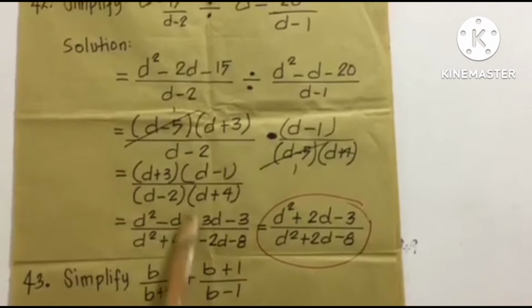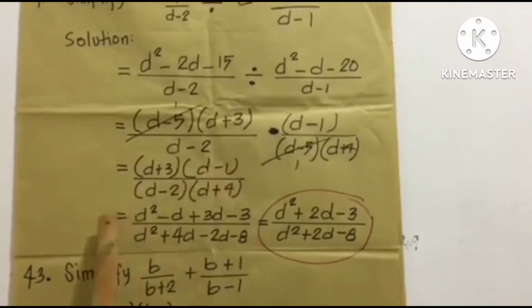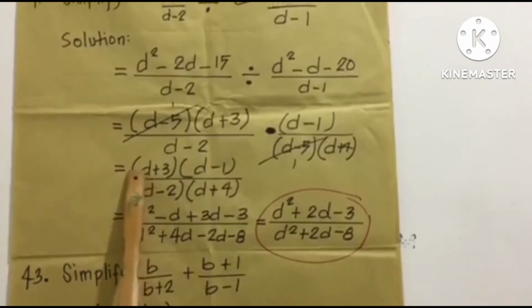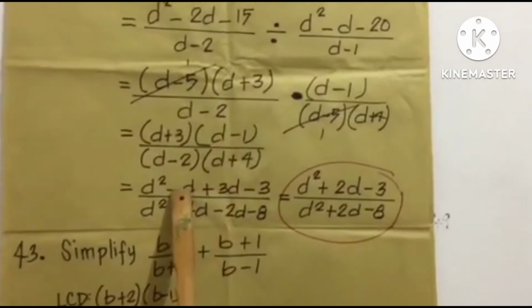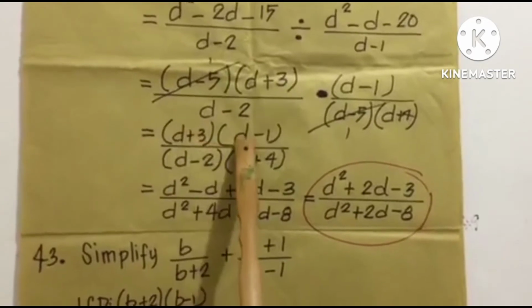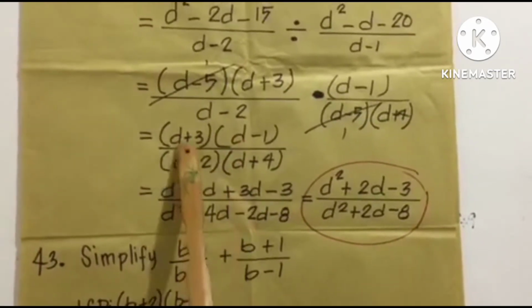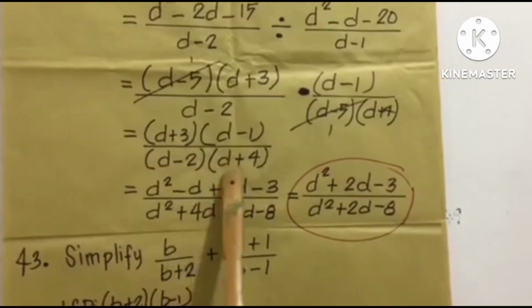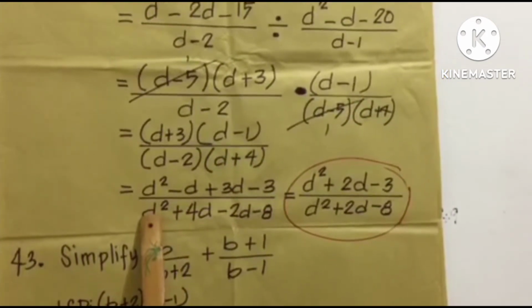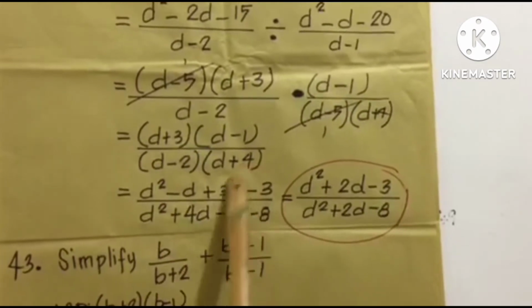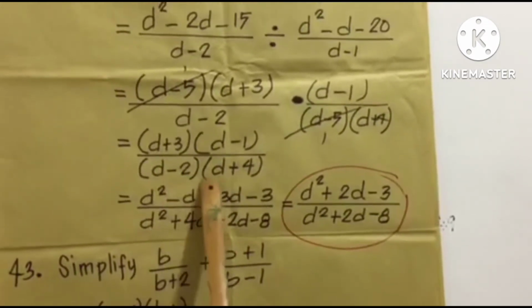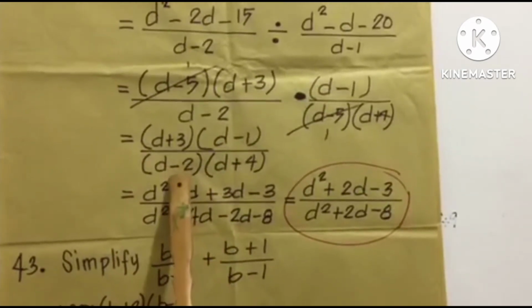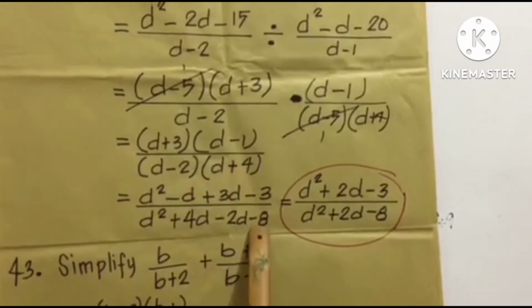Since we are simplifying, we're going to get the product of this. We multiply d times d equals d squared, and d times negative 1 equals negative d. 3 times d equals positive 3d, and positive 3 times negative 1 equals negative 3, all over d times d equals d squared, and d times positive 4 equals positive 4d, negative 2 times d equals negative 2d, and negative 2 times 4 equals negative 8.